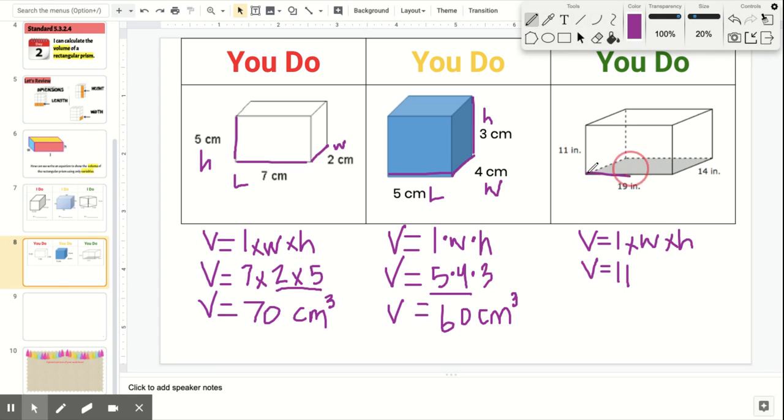I'm just showing you that it doesn't matter. I could call this the length because if you think about it, I could take this rectangular prism and flip it on this side. So I could call this the length and this the width and this the height if I wanted to. If you called 19 the length, that's okay. So the order of your numbers might not be the same as mine, but our answer should be the same. And then I'm going to say the height is 14. So you might have written yours as 19 times 14 times 11.